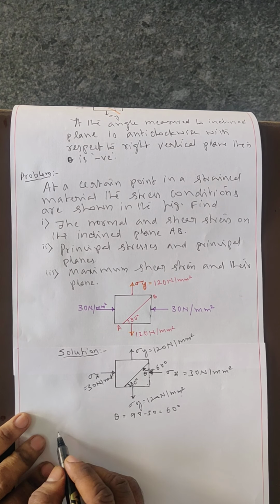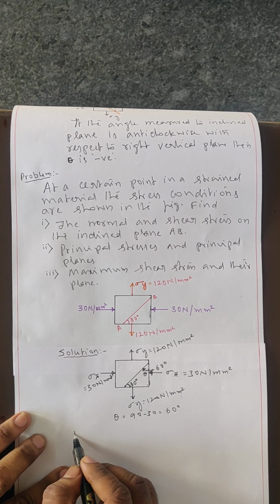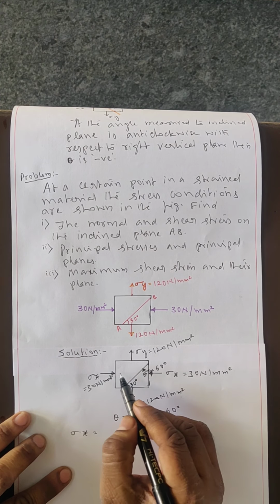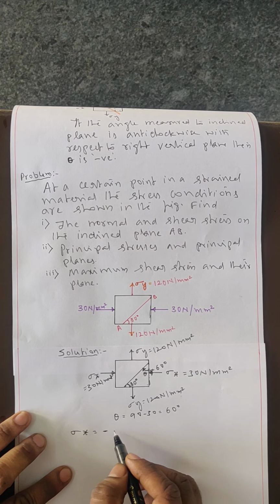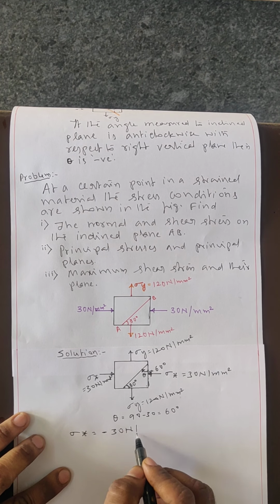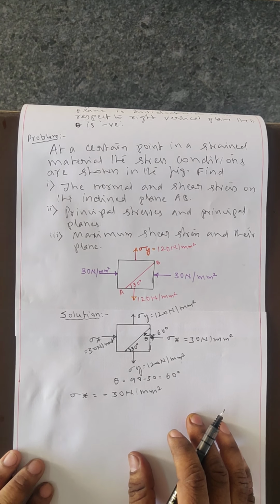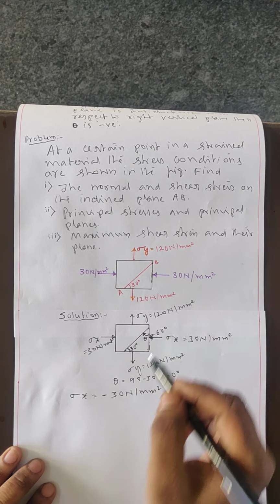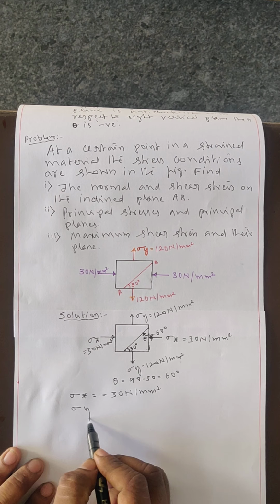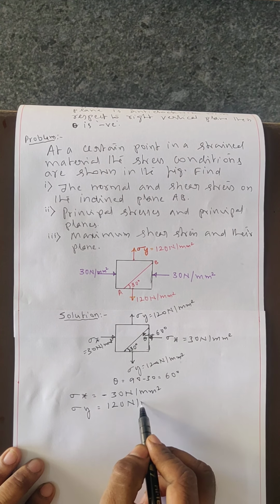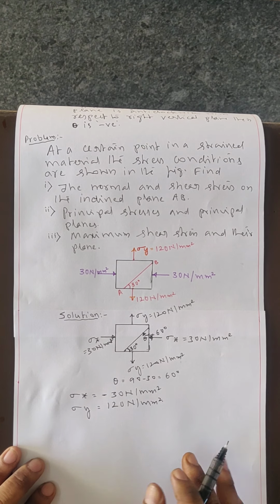Now solution. What is the given data here? Sigma x is given. See, sigma x is acting towards the body. Therefore, it is minus sign, minus 30 Newton per millimeter square. Again, sigma y is acting away from the body. Therefore, it is tensile. We will take it as positive 120 Newton per millimeter square.